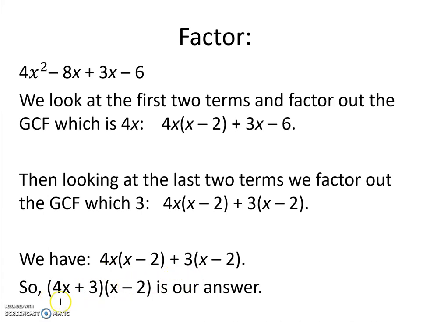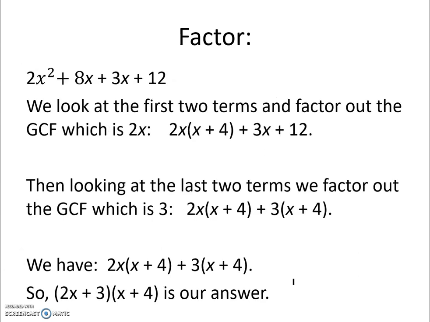So now we have the quantity 4x plus 3 times the quantity x minus 2, which if we would go ahead and FOIL that, we would get our exact 4x squared minus 8x plus 3x minus 6.